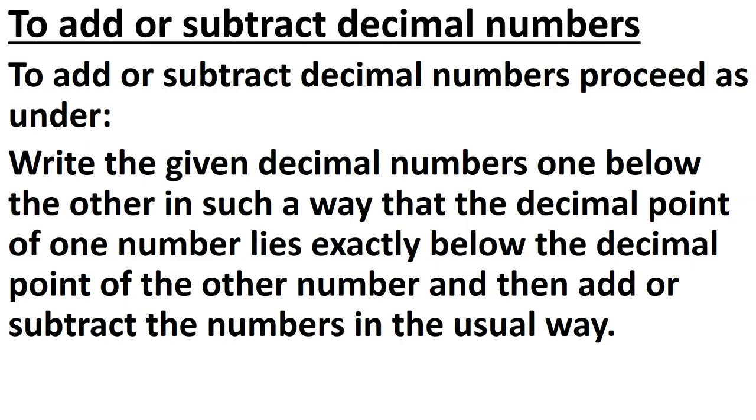What you have to do? You have to write down one number below the another number, in such a way that decimal point of one number lies exactly below the decimal point of the other number. This is very important. That decimal point lie below the decimal point of the other number. And then you have to add or subtract in the usual manner.